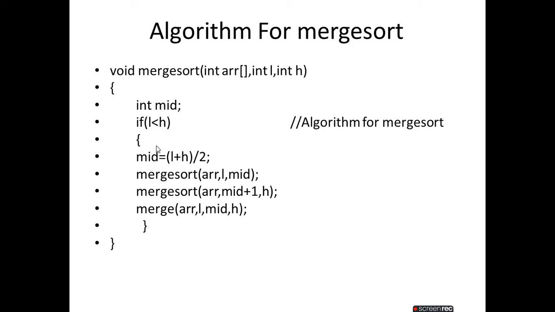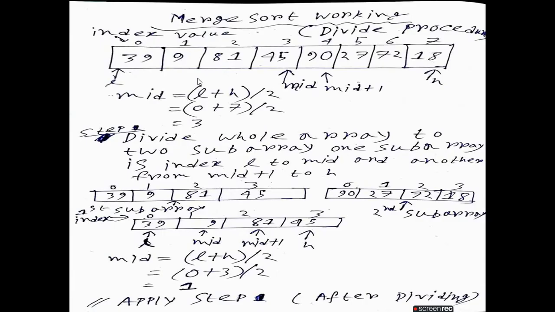Calculate the mid value, (L plus H) by 2. What is the L value? 0. What is the H value? 7. So 0 plus 7 by 2. What is the result? The actual result is 3.5. But we assign the mid value as an integer, so we take just 3, the value just before the point. You must remember this step, because we will perform this operation. I have written the step here, but this operation is performed for every case.